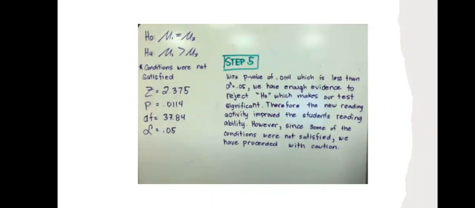And in the final step, we conclude that with a p-value of 0.114, which is less than 0.05, we have enough evidence to reject the null hypothesis, which makes our test significant. Therefore, the new reading activity improves the students' reading ability. However, since some of the conditions were not satisfied, we have proceeded with caution.